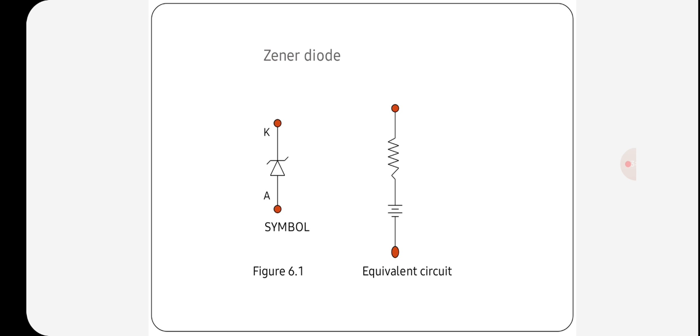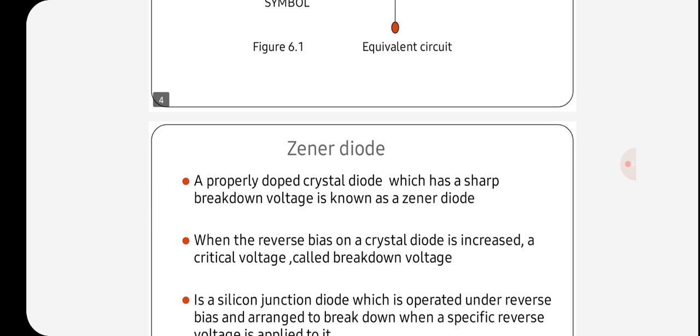The symbol of Zener diode is shown in this diagram 6.1. A Zener diode consists of two terminals, cathode and anode. In a Zener diode, electric current flows from both anode to cathode and cathode to anode. The symbol of Zener diode is similar to the normal PN junction diode, but with bent edges on the vertical bar. This is the equivalent circuit.